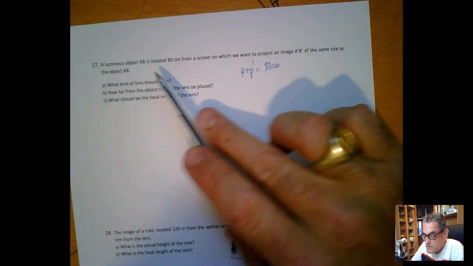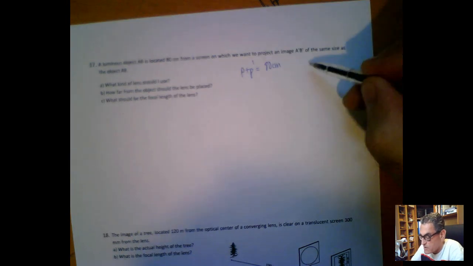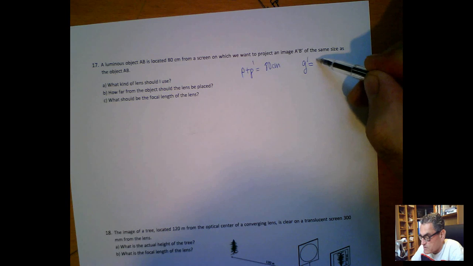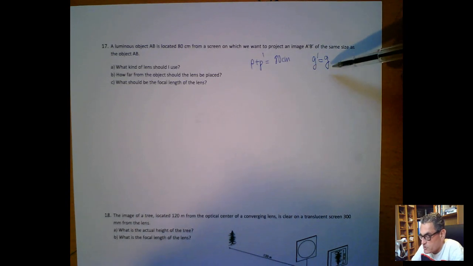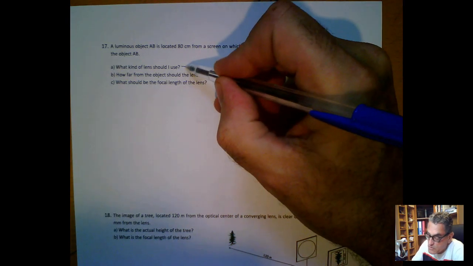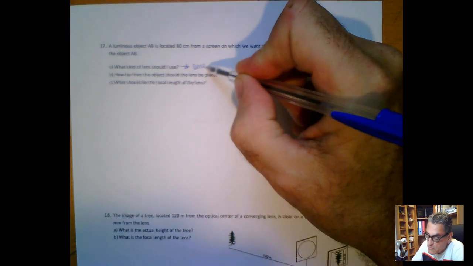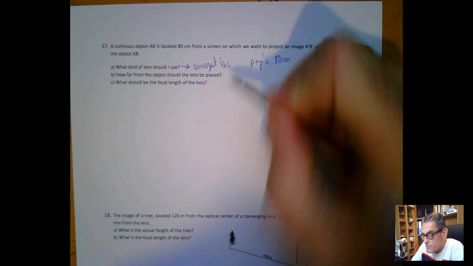And the image A prime B prime is the same size as the object, which in terms of lenses you can write as G prime equals G, because G prime is the height of the image and G is the height of the object. What kind of lens should I use? Question A. What do you think? Of course, it's a convergent lens. Otherwise, you will never be able to have a real image that you can display on the screen. So we have a convergent lens.